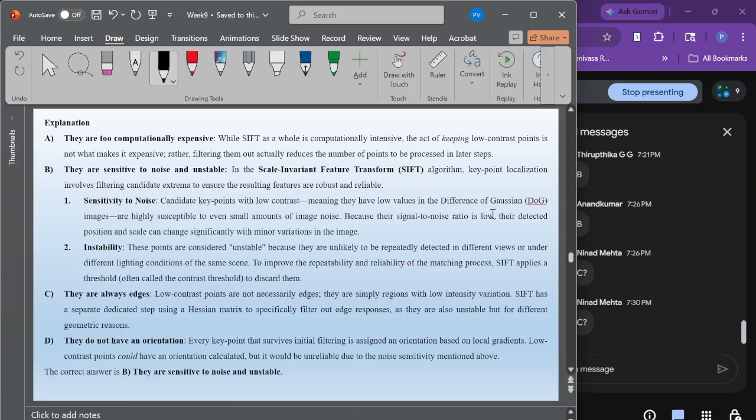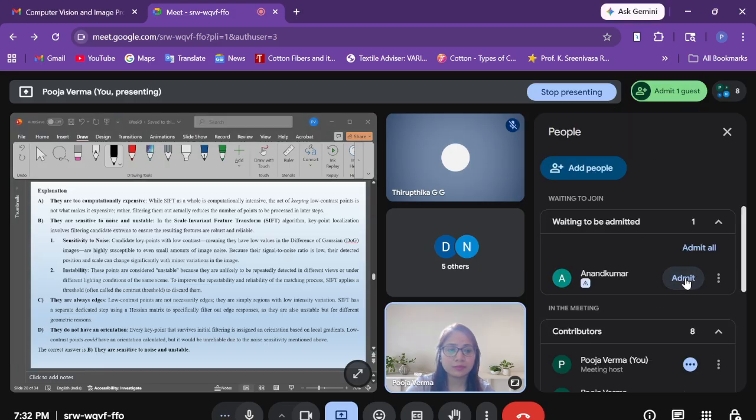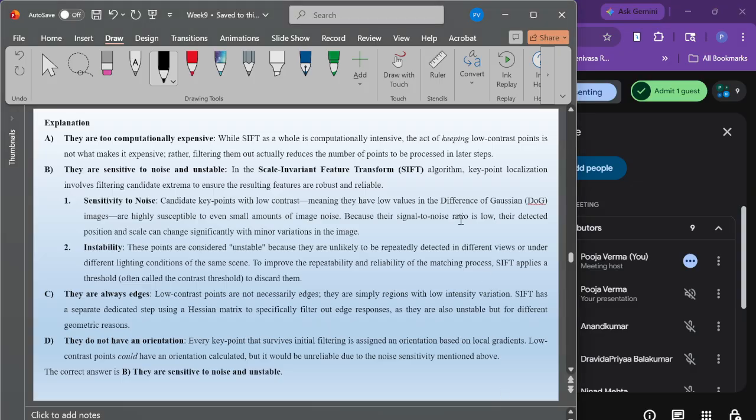Okay, now the next option is they are sensitive to noise and unstable. In the scale invariant SIFT algorithm, the key point localization involves filtering candidate extrema to ensure the resulting features are robust and reliable. So they are sensitive to noise.